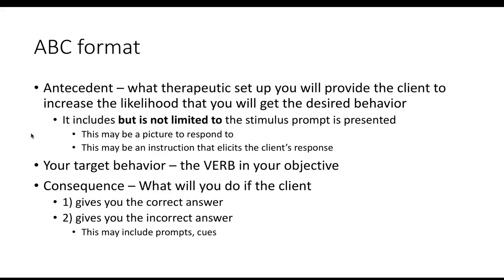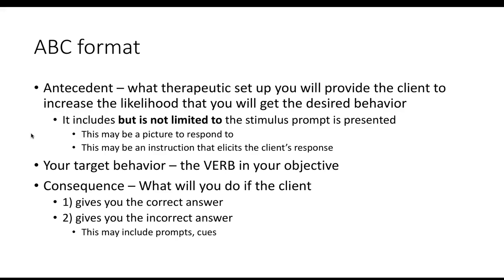And then what will you do if the person gives you the incorrect answer? Will you make the next item easier or less complex? Will you provide a prompt or a cue to try to elicit the correct answer? Will you stop and abandon the item? Will you stop the procedure altogether and move to a completely different therapeutic set? So you'll stop working on comprehension and start working on spoken expression. So what is it that you're going to do as a consequence if this person gets this wrong? So that's the basic ABC format.